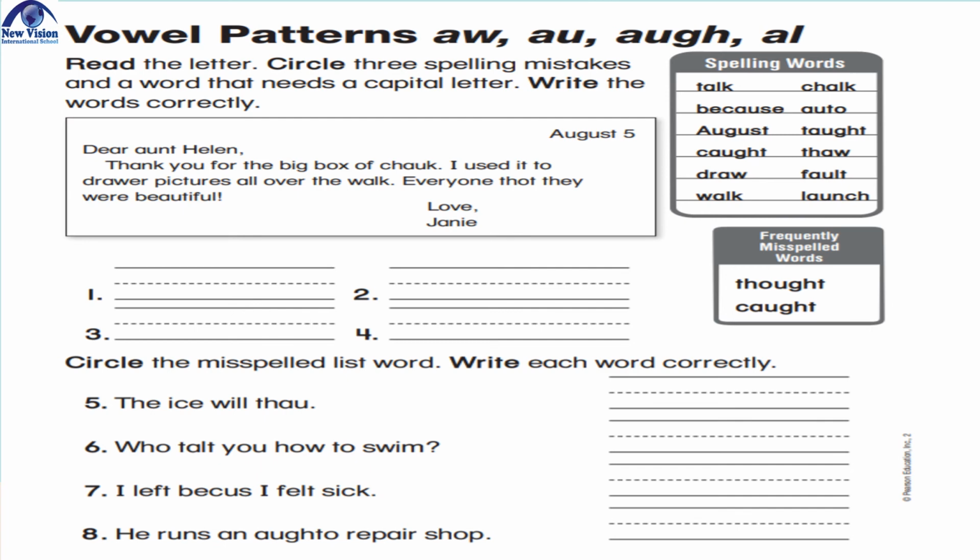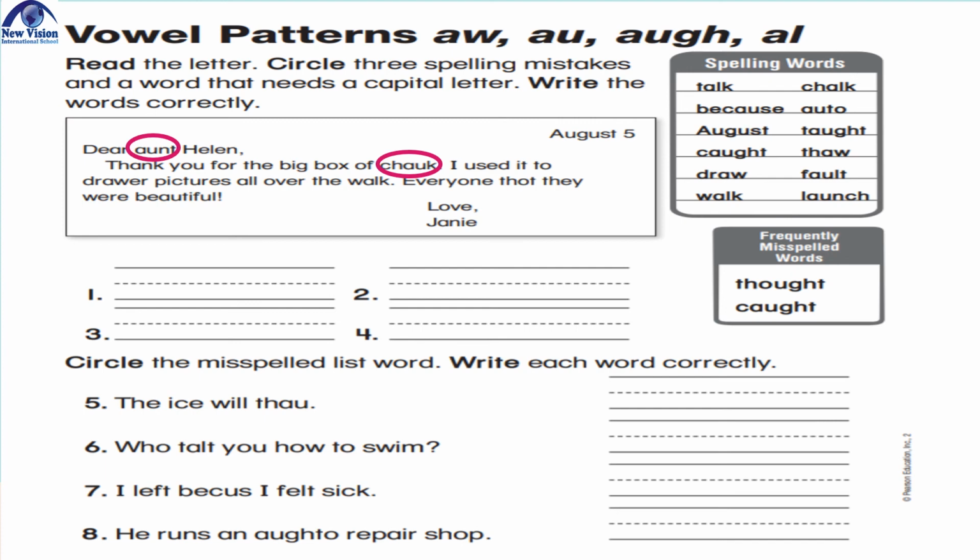Now let's read the text together. Dear Aunt Helen. Aunt Helen is a proper noun, and we know that a proper noun is supposed to begin with a capital letter, but aunt here is written with a small letter, so this word needs to be capitalized. Thank you for the big box of chalk. Are we supposed to write chalk like this? No, I don't think so. Chalk is the first spelling mistake.